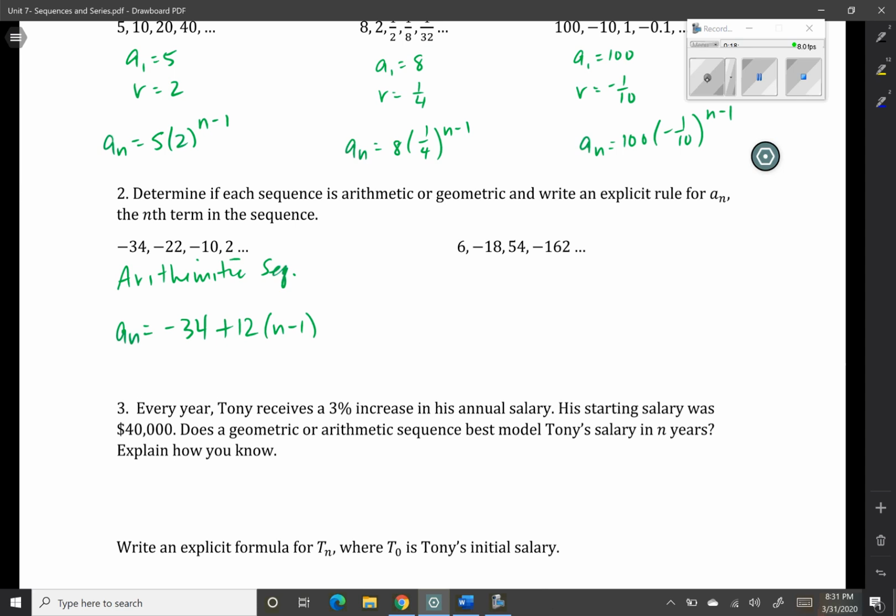The second one we can identify as geometric right away because it alternates from positive to negative, but also because there's a common multiplier. We could see it's growing exponentially. So this is geometric. And the explicit formula here is going to be 6 times -3 to the n minus 1.